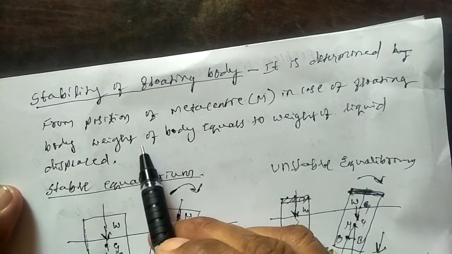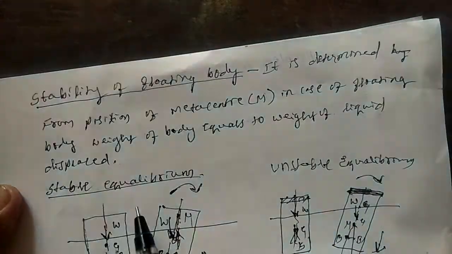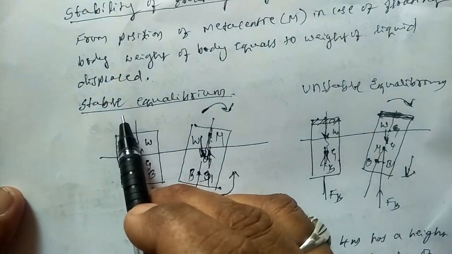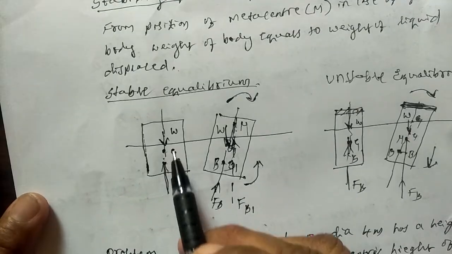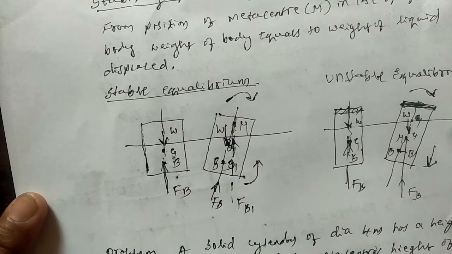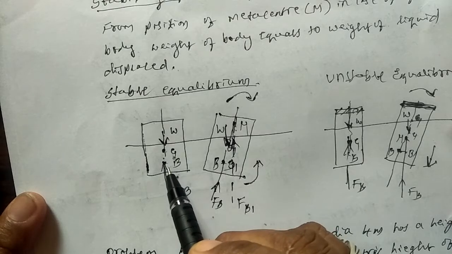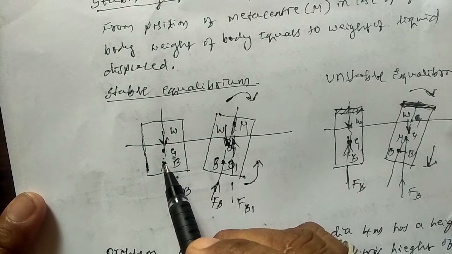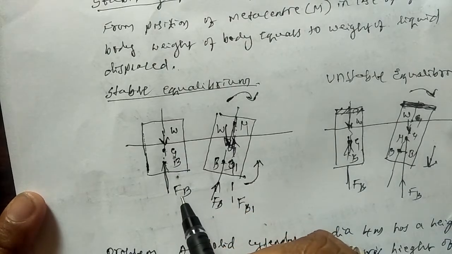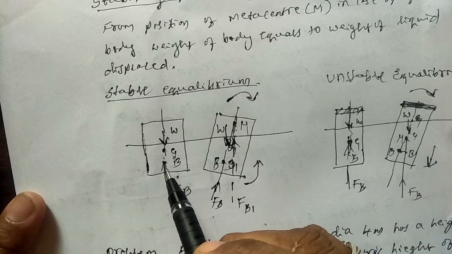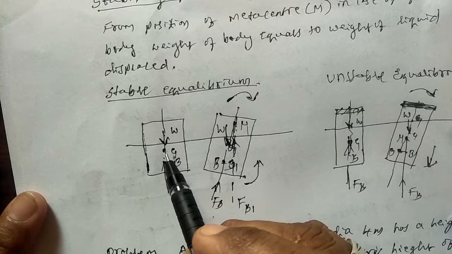In case of a floating body, the weight of the body equals the weight of the liquid displaced, we know it. Now let us know about stable equilibrium. You see in the figure, this is the normal position of the rectangular body. G is the center of gravity, exactly at the center, and B is the center of buoyancy. The forces through G and through B in the upward direction are in the same line of action, so there is no couple.